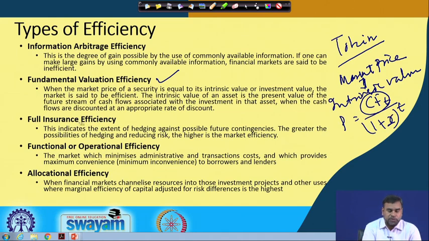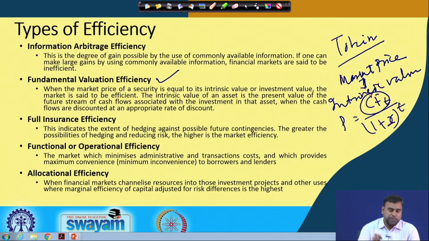And when the cash flows are discounted at an appropriate rate of discount, that is the discount rate, which is R. So, if you discount the cash flow with respect to R, we get the intrinsic value, and that intrinsic value should be equal to the market value. If that is happening, then the market is fundamentally efficient.